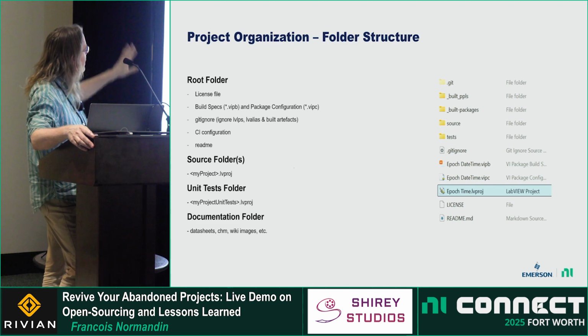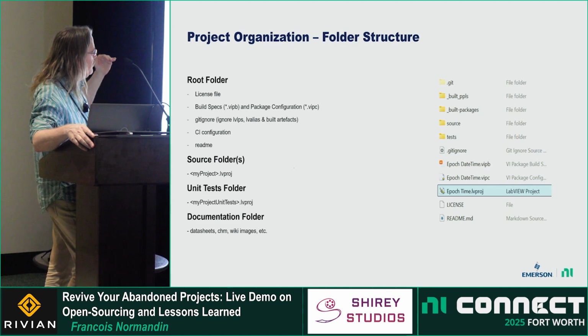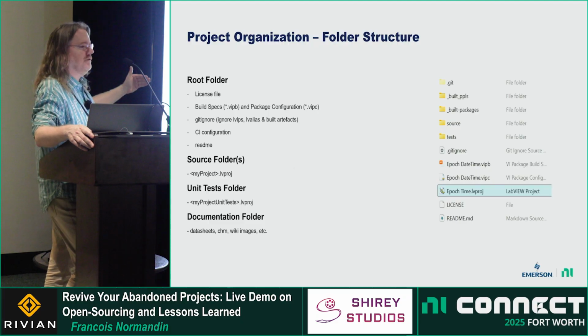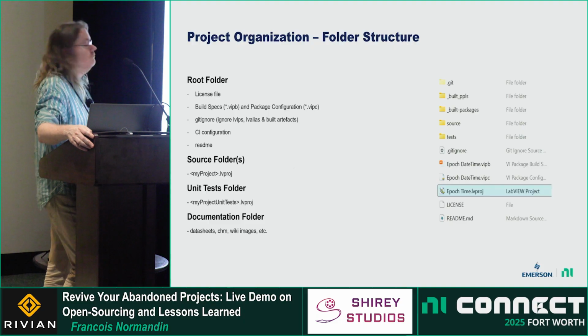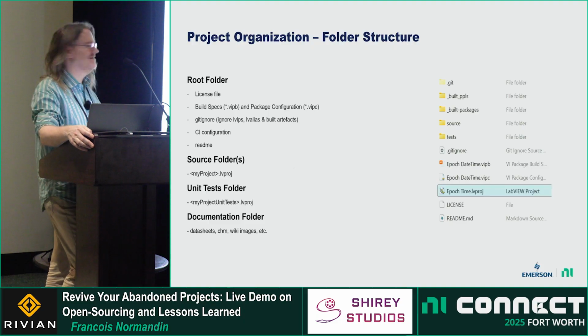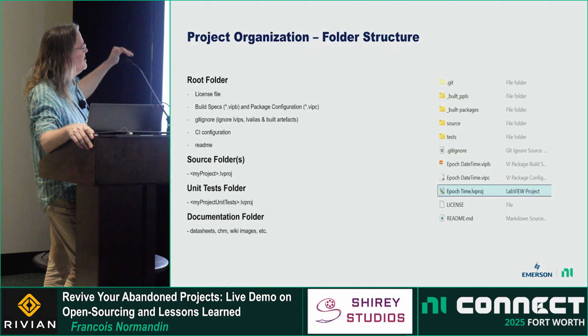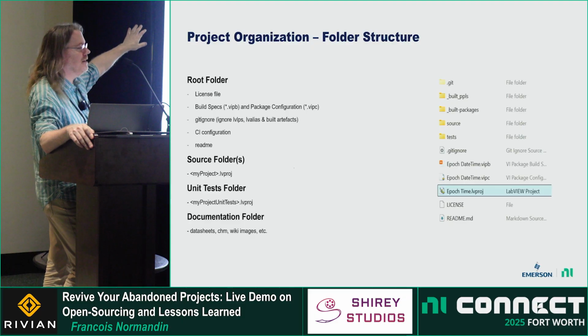So one level down. So here I'm really at the root. What do I have? I have a project. I've got my build specs. I've got my package configuration. I've got my license and maybe a README. Well, hopefully a README, right? All right. And then everywhere else, I've got my source and test and I've got my build packages.